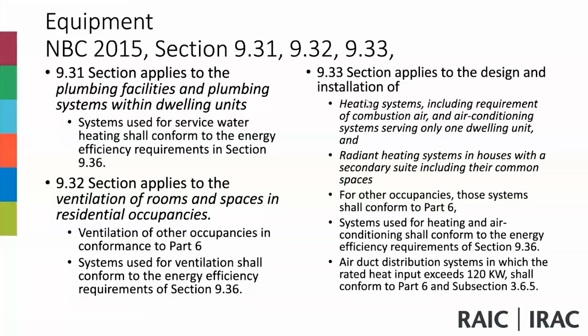So when you're reading your equipment sections 931, 932, 933, make sure to read the application sections, the limitation sections, and where they send you to, what parts of the building code, to which equipment applies the provisions, the energy efficiency requirements.